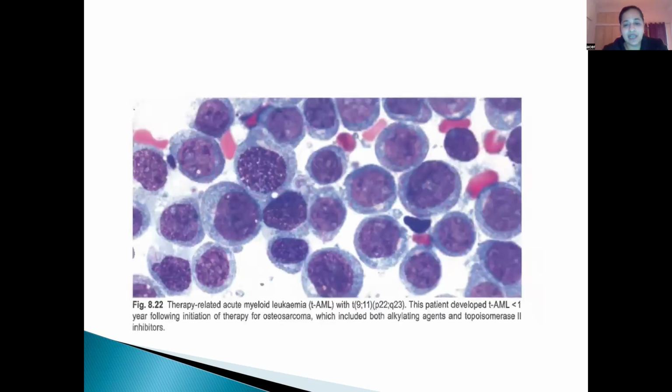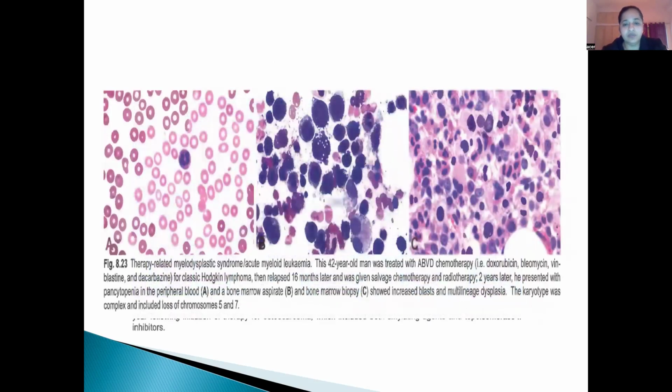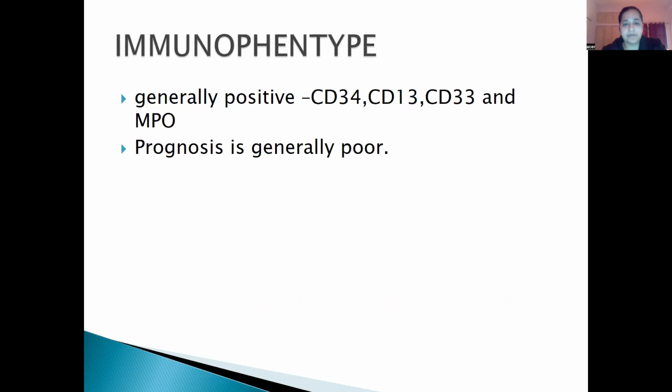As you can see in this, there are large cells with such a type of chromatin that is seen in therapy related acute myeloid leukemias. Okay. It is generally positive and the prognosis is very, very poor.